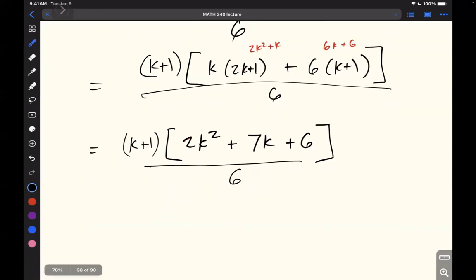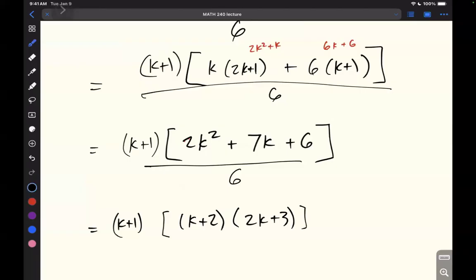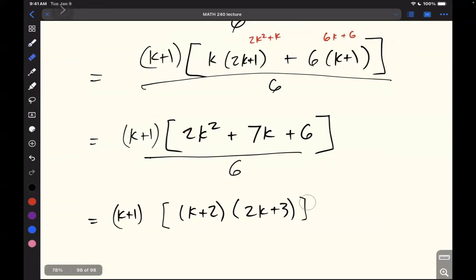And now we're almost there. So this is something that we can factor now. So we've combined it all together, and now we can factor it, but factor it in a way that it looks different from what we had before. And so this gives us K plus 2 and then 2K plus 3. So now that we've factored this out, we don't really need the square brackets anymore because it's all multiplication, over 6. K plus 1 times K plus 2 times 2K plus 3.